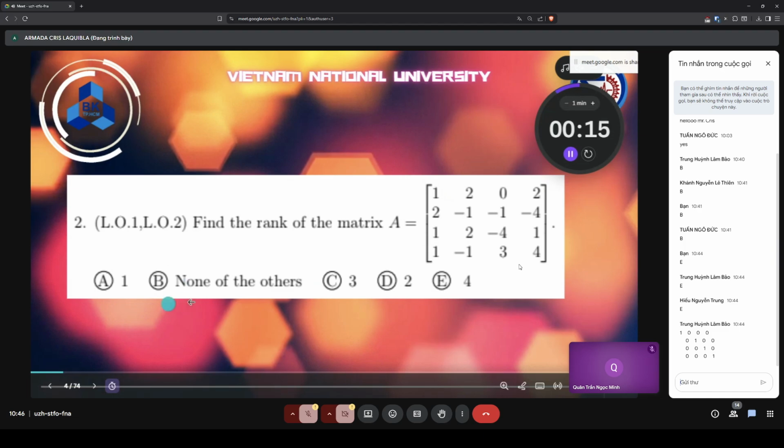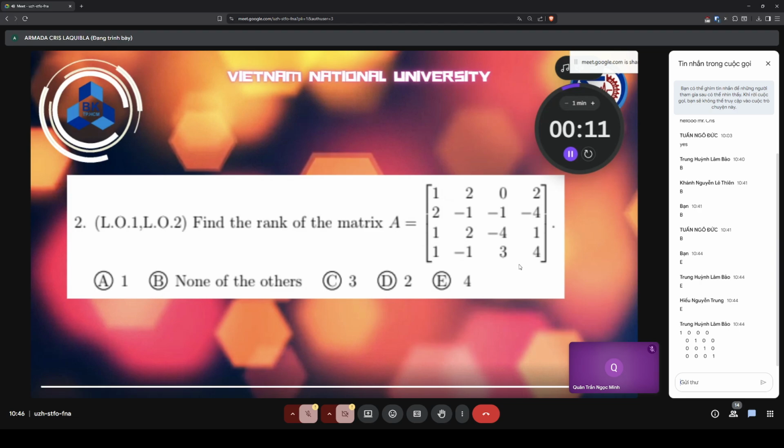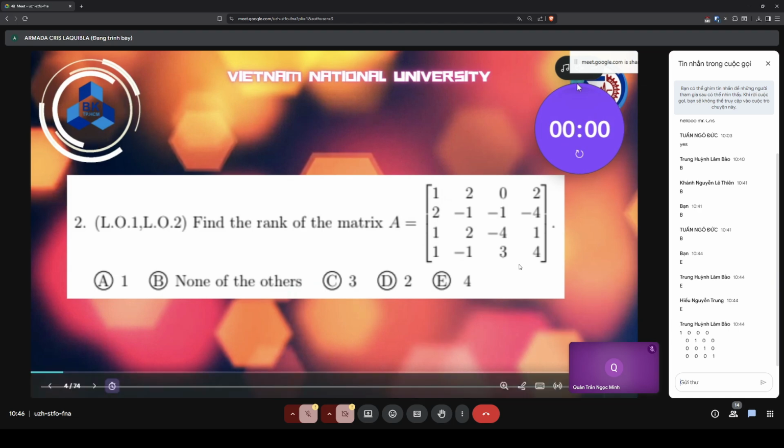In the test, if you answer "none of the others," I will say, "Oh my God, what's happening to you? Why did you answer none of the others?" There are only four rows there, so four is the maximum for the rank. Minimum is one, and it will never be zero for the rank. And it will never be five.